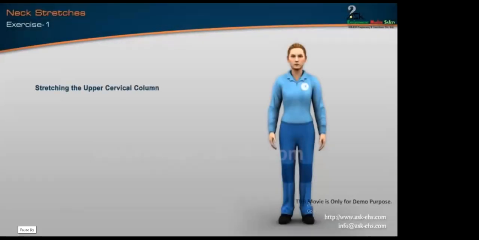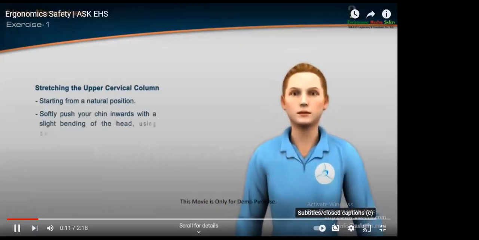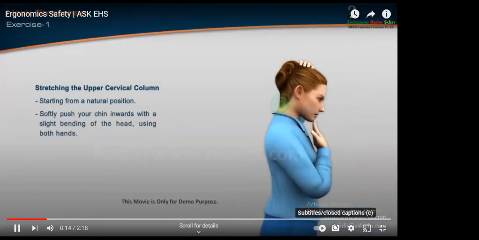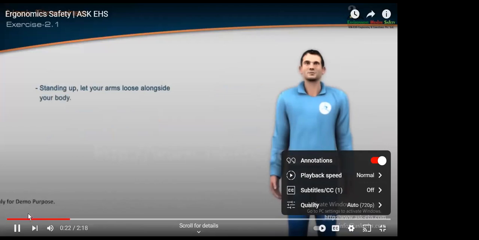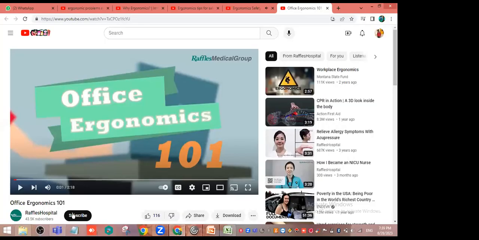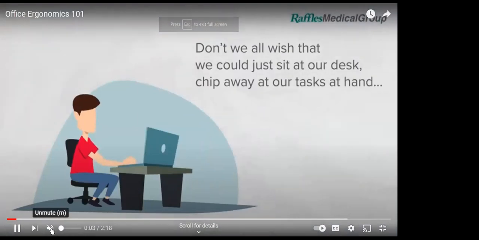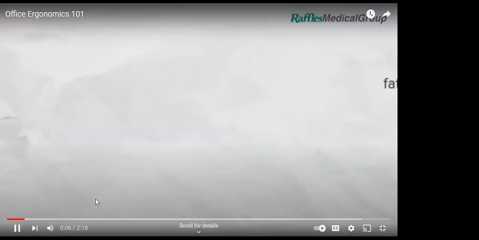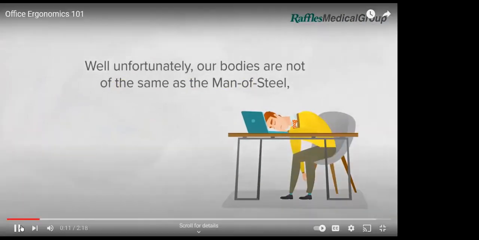Neck stretches. Exercise 1. Stretching the upper cervical column, starting from a natural position. Softly push your chin inwards with a slight bending of the head using both hands. Exercise 2.1. Standing up, let your arms loose. Now this. People weight our task at hand and not feel any fatigue or body aches at all. Now, unfortunately, our bodies are not the same as the men of steel.